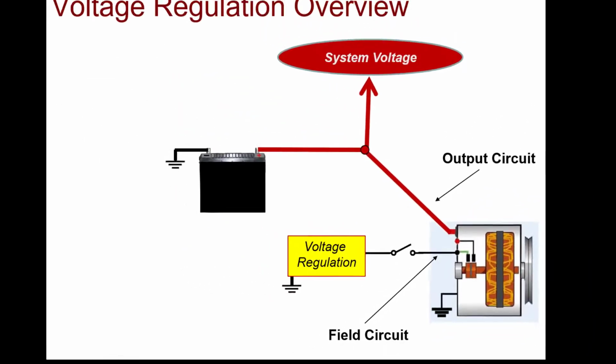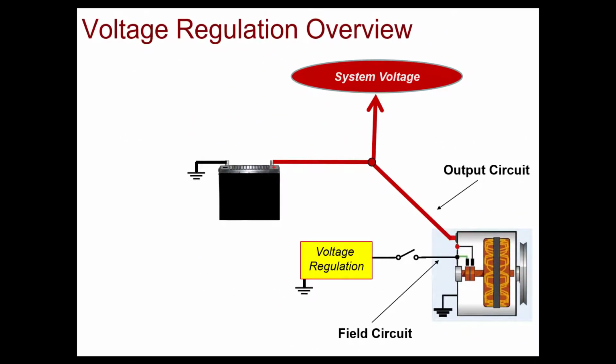Now the voltage regulator needs to know if system voltage is just right. We call it the Goldilocks zone. Is it too high? Is it too low? Or is it just right? So the voltage regulator is going to reach out using the battery sense circuit. So it's going to use a sensor, and that sensor is going to determine what my voltage level is.